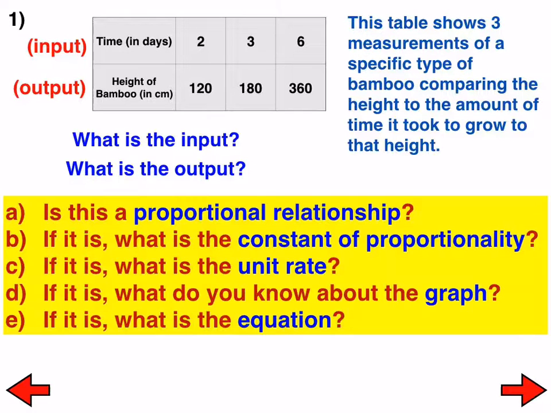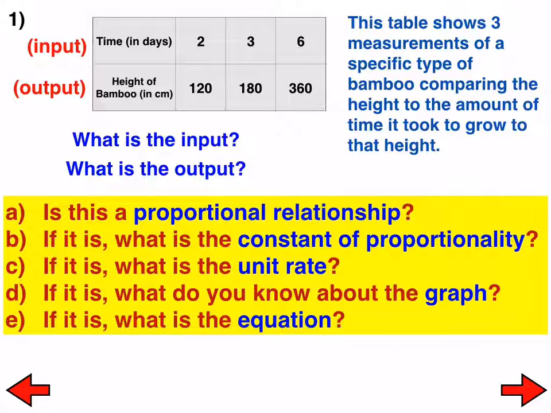All right. So now, every single problem today, we're going to be asking these questions right here. And they're all kind of laid out within each problem. But we're first of all going to figure out whether it's a proportional relationship or not. And then if it is, what's the constant of proportionality? And if it is, what's the unit rate? And if it is, what do you know that graph should look like? And a lot of the problems you are going to be graphing in addition. And then if it is, what is the equation?